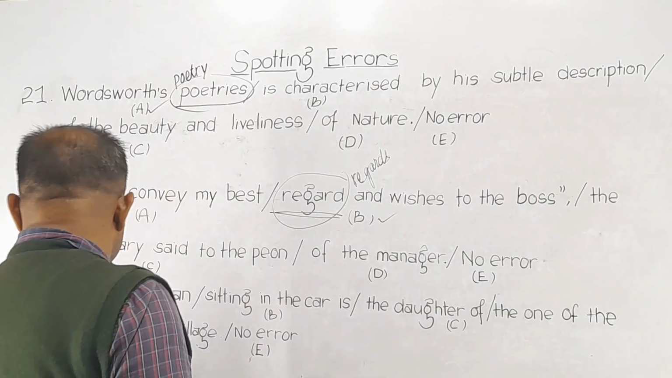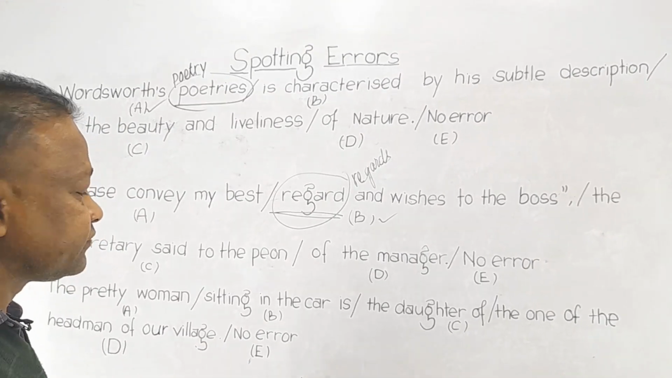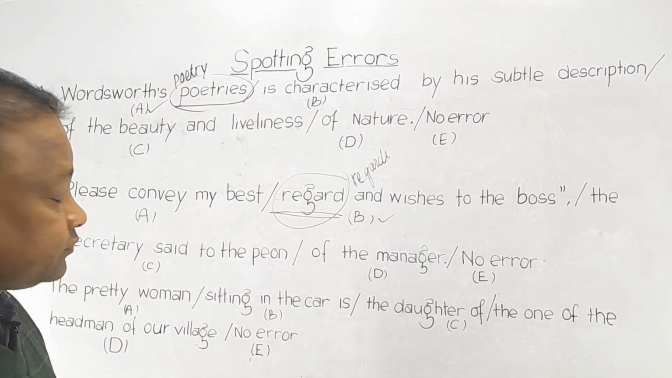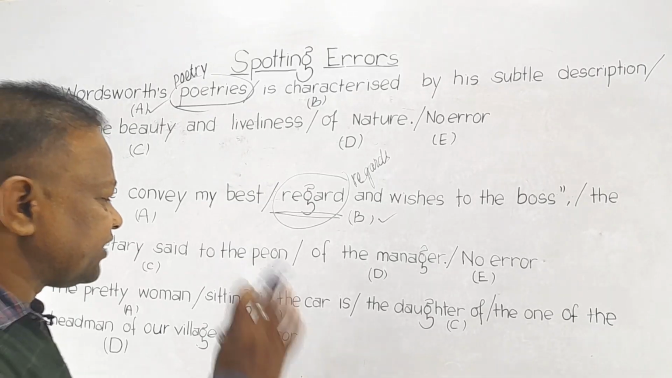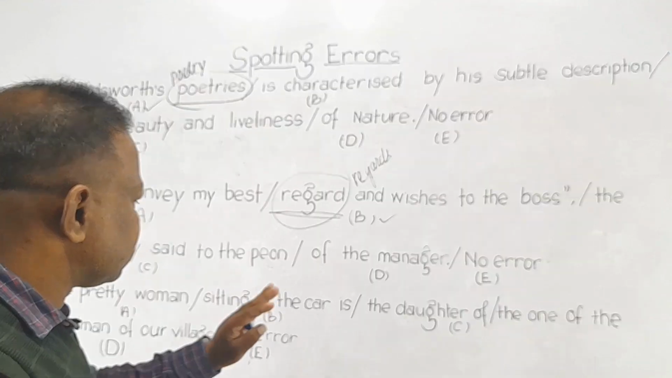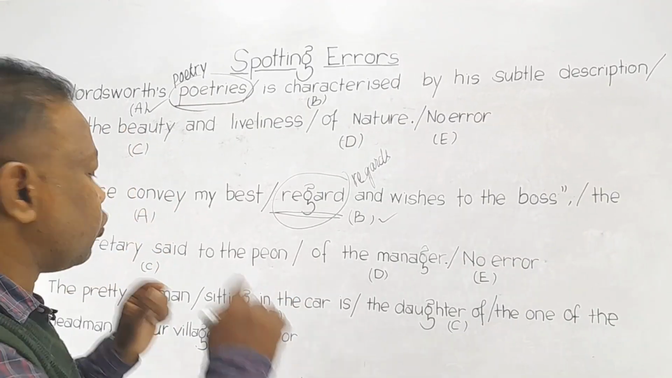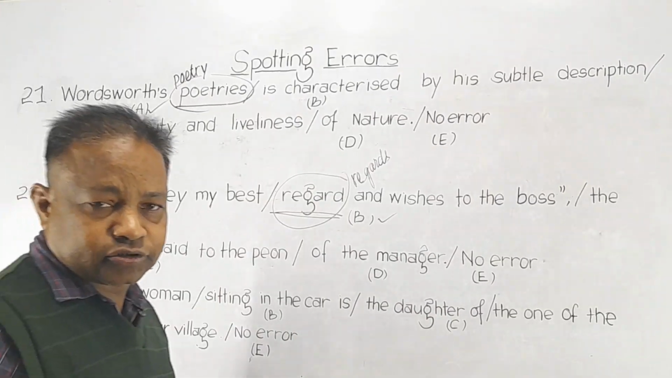Number 23. The pretty woman sitting in the car is the daughter of the one of the headmen of our village. Listen, very interesting thing. The pretty woman, no error. Sitting in the car is, no error. The daughter of, no error. The one of the headmen of our village.